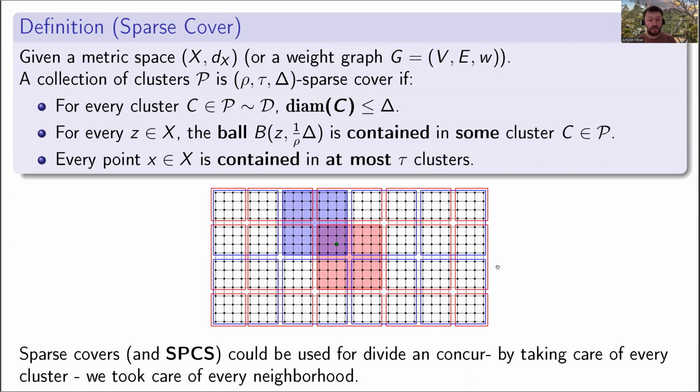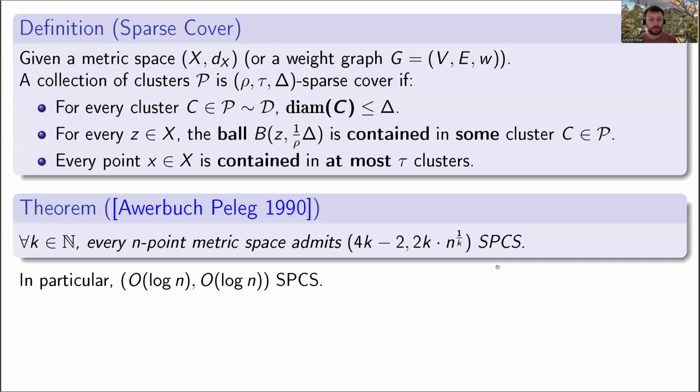Sparse covers could be used for various divide and conquer algorithms. Basically, if you take care of every cluster, in particular, you took care of every local area. With some small blow up, you get to cover and treat everything. What is known? The first result was by Averbuch and Peleg, who showed that every n-point metric space admits a log n sparse cover. And they show a general trade-off between the padding parameter and the sparsity.